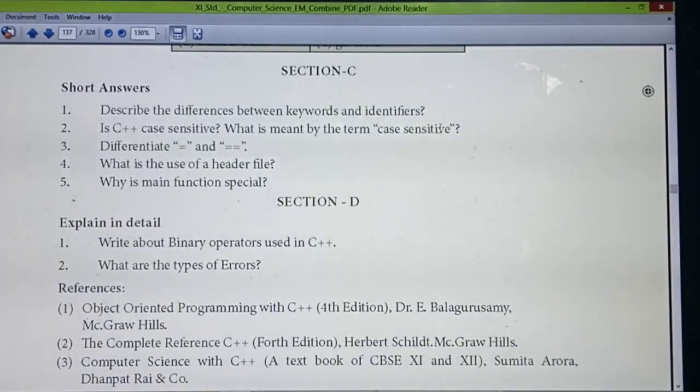Then the 3 mark questions. First question answer is page number 116. Then second question also page number 116.